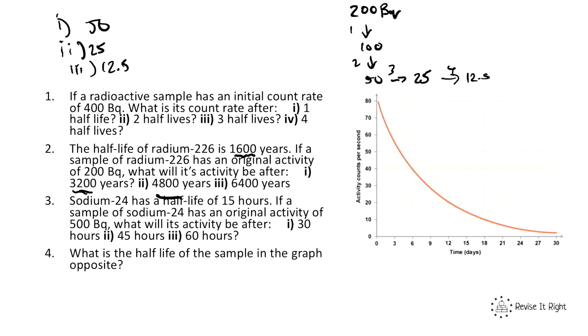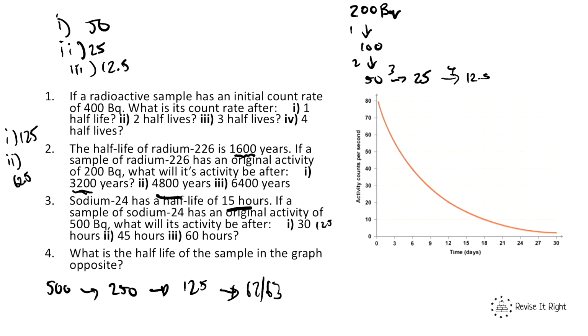Okay, so question number 3. Sodium has a half-life of 15 hours. If a sample of sodium has an original activity of 500, what will its activity be after 30 hours? So that's 2 half-lives. So 1 is going to be 250, and then 2 will be 125. So your answer for I should be 125. And then on to II, which is 45 hours. So another half-life. So it's going to be 62 or 63, around there. So 62.5. So that should be your answer for that.